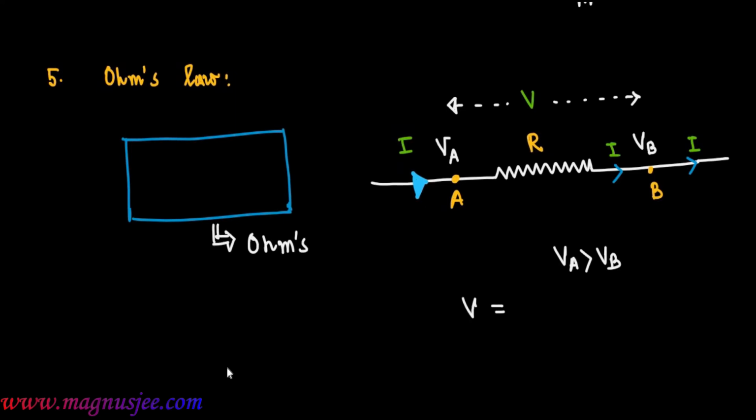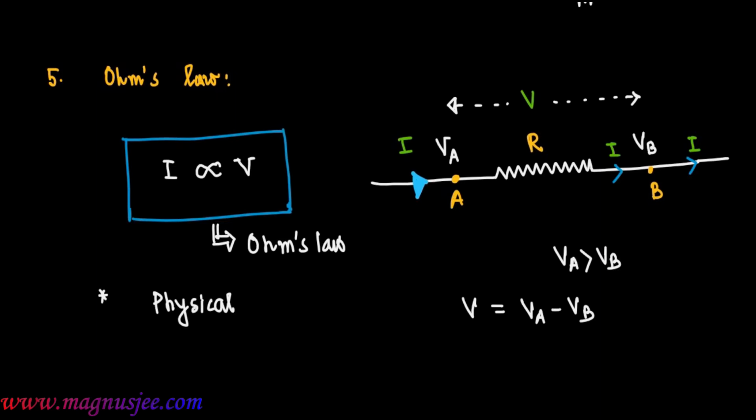And what should be the mathematical expression of Ohm's law? We know that the potential difference across the resistor is V, which is equal to VA minus VB. Now, Ohm's law is what? I proportional to V. That means the current flowing through the resistor or conductor is directly proportional to the potential difference across the resistor or conductor AB, provided temperature and other physical conditions remain unchanged. So according to Ohm's law, current flowing through a resistor or conductor is directly proportional to the potential difference, that is, I proportional to V.